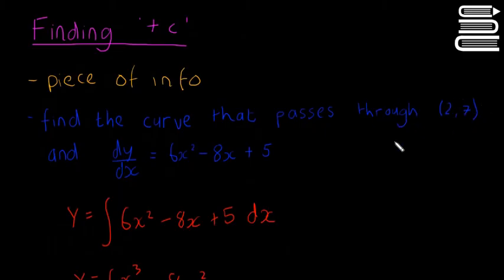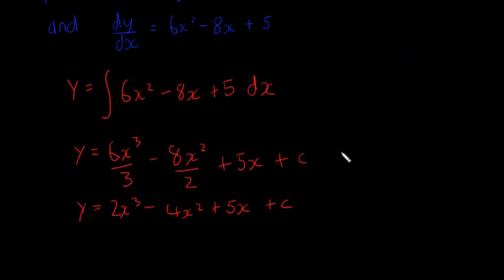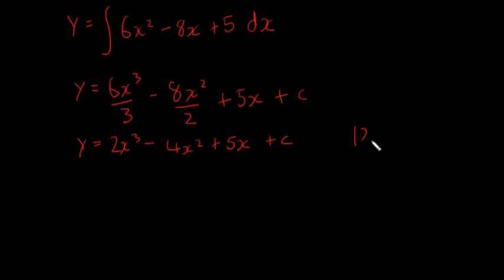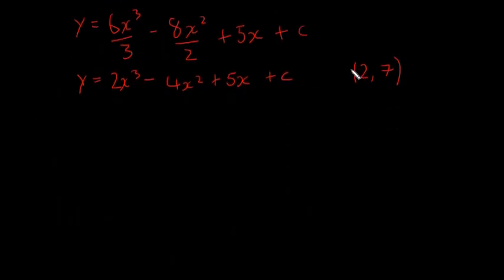Okay, so we're going to use this to find our plus c. I'm just going to write this in brackets here, 2, 7. Okay, so that's the point. So I'll go to green, why not? Okay, so we know that this is the coordinate point that this curve passes through, where 2 is the x coordinate and 7 is the y coordinate.